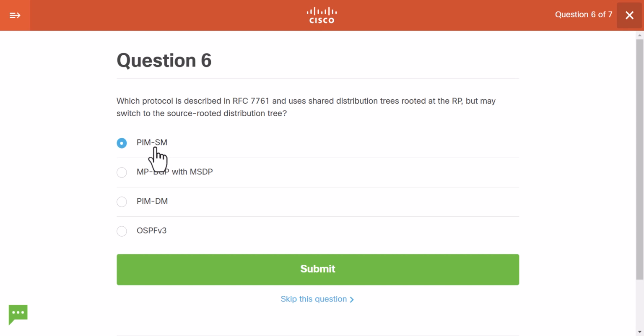So this is definitely a multicast protocol, and the only multicast protocol out there is PIM, right? So we should select between option 1 and option 3 over here. These are just distractors, I guess.